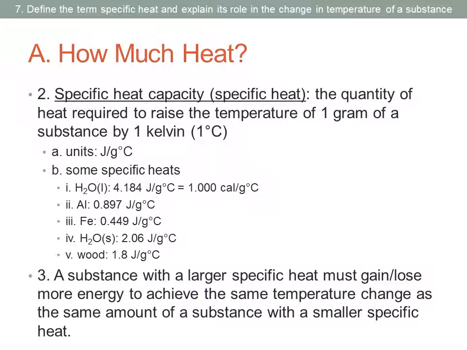To understand specific heat or specific heat capacity, I think it's best looked at like this. If a substance has a larger specific heat, it must gain or lose more energy to achieve the same temperature change as the same amount of a substance with a smaller specific heat. So the smaller the specific heat, the less energy it takes in order to achieve that same temperature change. So it wouldn't take as long if you have a smaller specific heat.